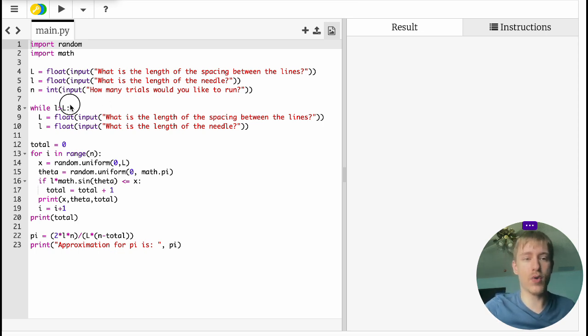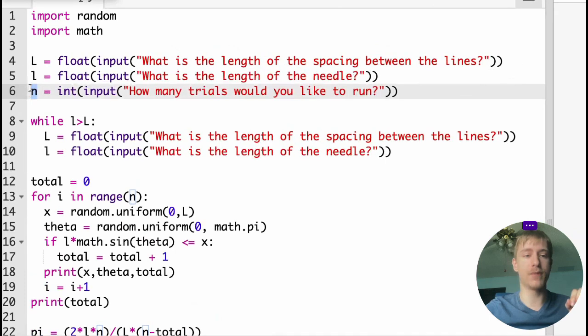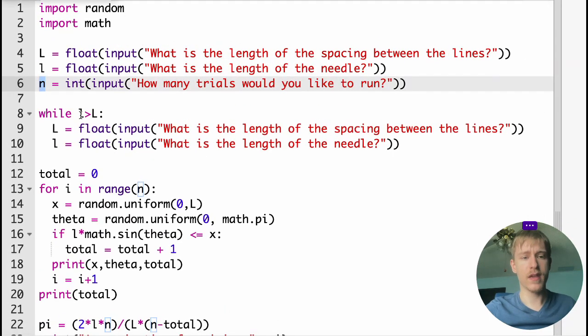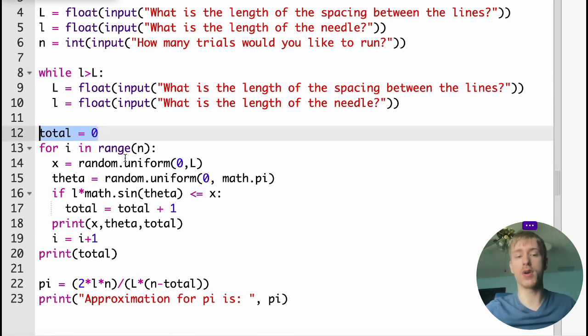Okay, so if you look at the program, pretty simple stuff. This is the width between the horizontal lines. This is the length of the needle, number of trials that you're interested in. Basically, this condition forces you to make sure that lowercase l is less than capital L. And then this total is basically the total number of successes, where a success is defined actually as the needle touching one of the horizontal lines that you drew.